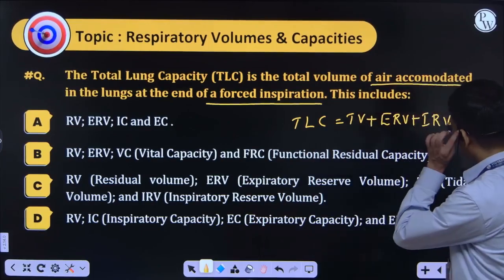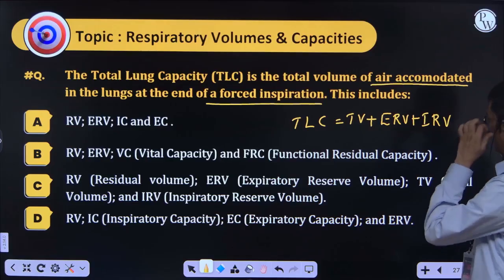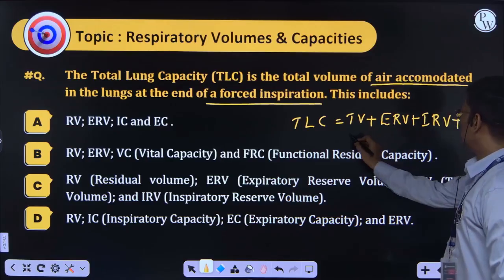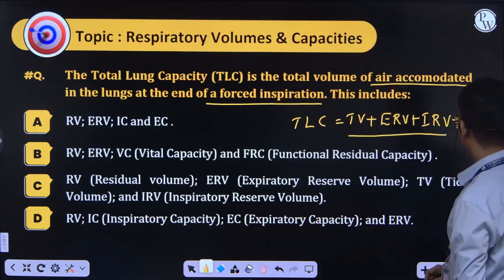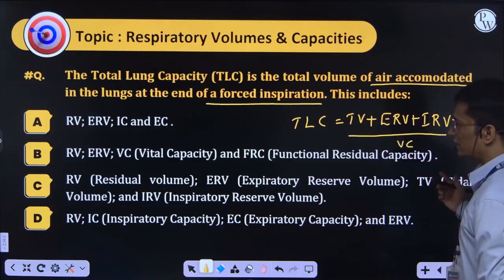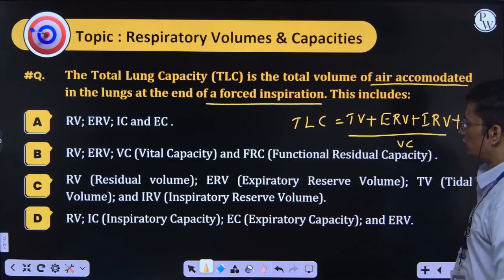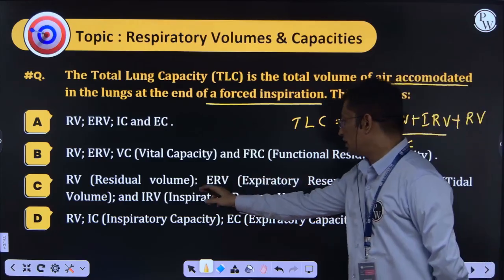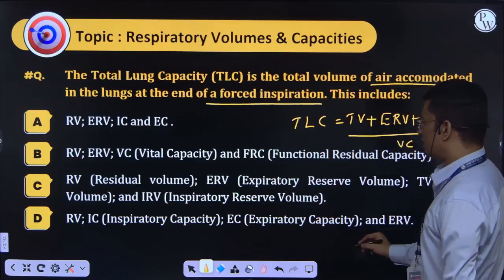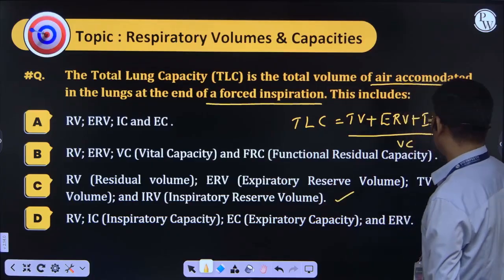Okay, this is the total lung capacity. Residual volume is also included. So up to this we can say, what is this? Up to this is the vital capacity. Vital capacity plus residual volume, that we can mention. So residual volume, expiratory reserve volume, tidal volume, inspiratory reserve volume. So this is the correct one.